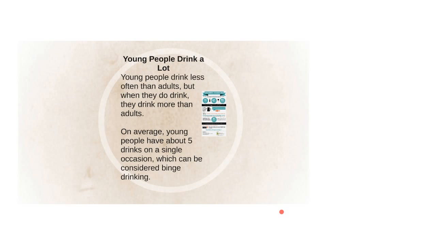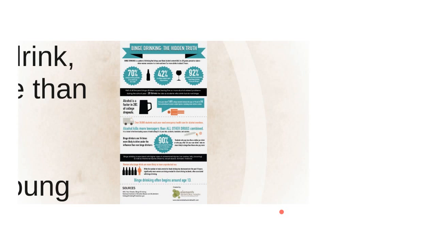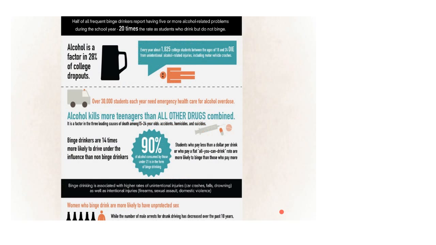So what we find, as I mentioned earlier, is that young people, particularly young males around age 18, drink a lot more than even an adult. And on average, they drink about 5 standard drinks per occasion. And that's been defined by the National Institute of Mental Health as binge drinking. And I'm going to take a closer shot of this infographic.